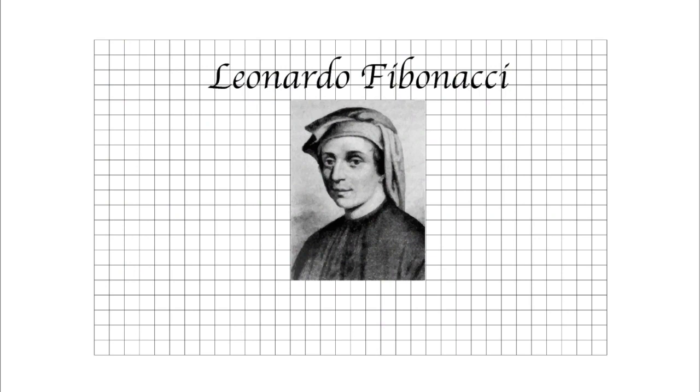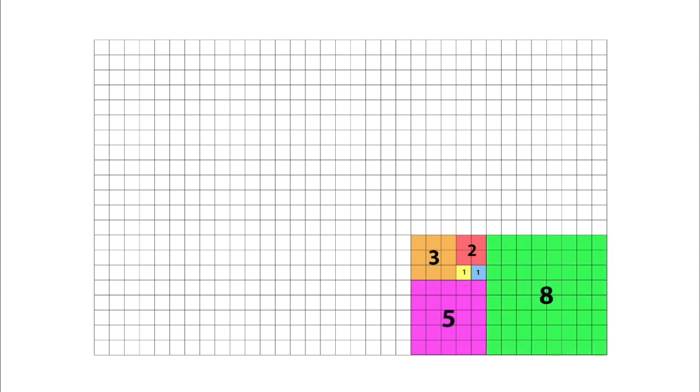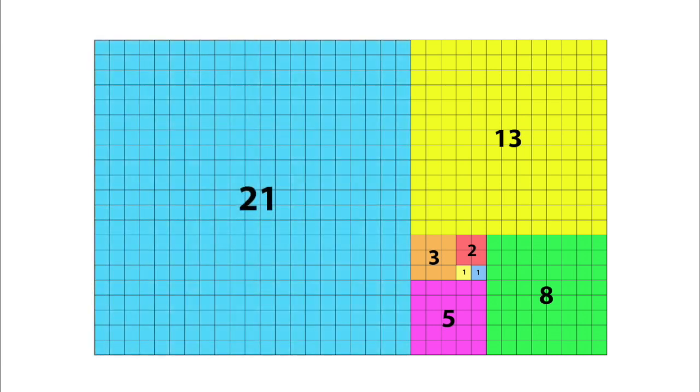Leonardo Fibonacci was a 12th century Italian mathematician from Pisa that came up with a sequence of numbers. The numbers can be graphed out in geometric squares. The first two numbers, 1 plus 1, would equal 2. You then take the first number, add it to the second number, and that gives you the third number. So 1 plus 2 equals 3. Then the previous number, 2 plus 3, is 5. 5 plus 3, 8. 8 plus 5, 13, and so on.